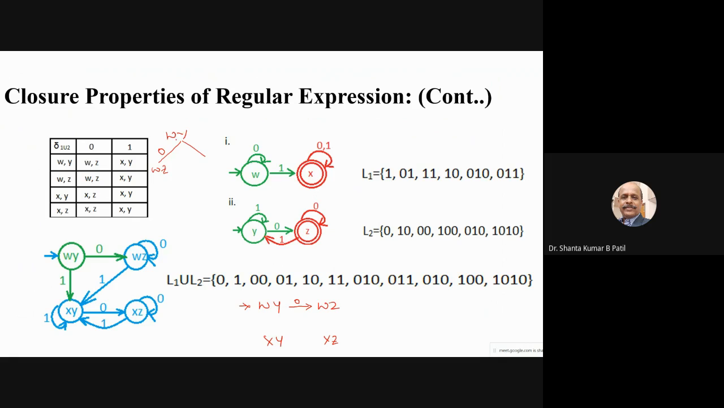WY on 1. W on 1 is X. Y on 1 is Y. So WY on 1 is XY. WY on 1 goes to XY.